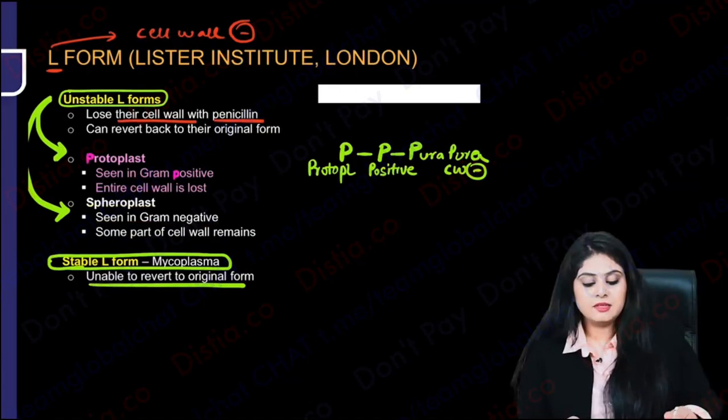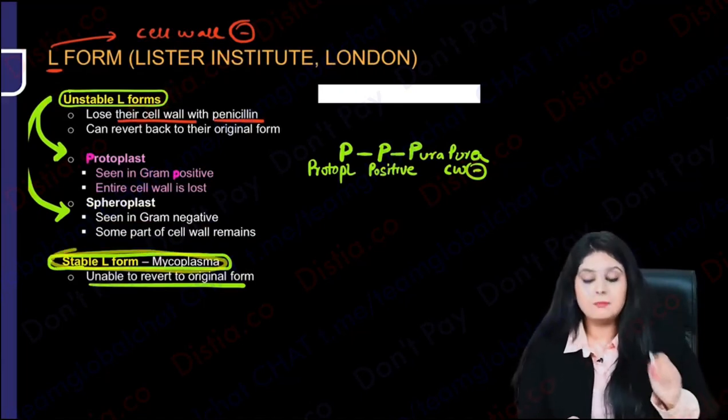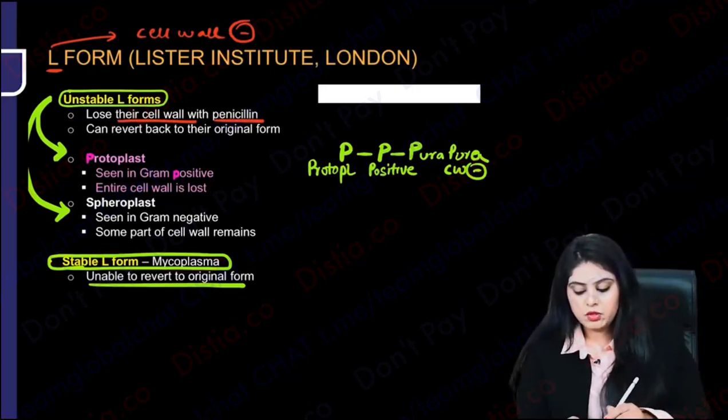So repeating, unstable L forms can go here and there, with cell wall, without cell wall, they are unstable. And stable means mycoplasma, that is what is asked. So again, this is also done. Now let's move on to the third layer.